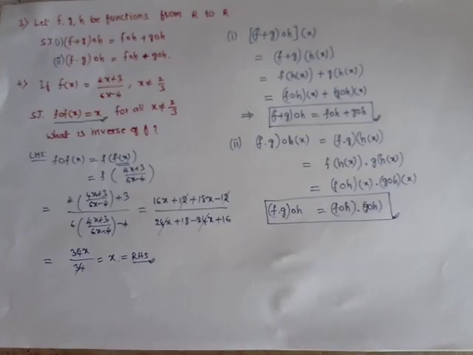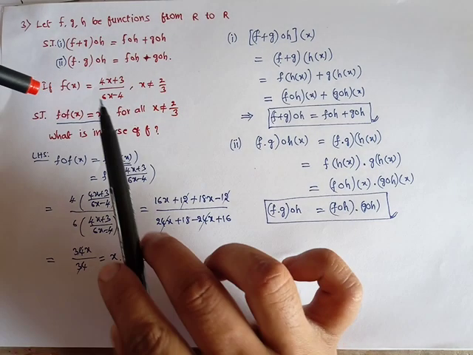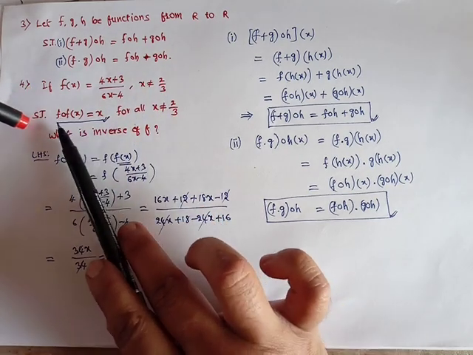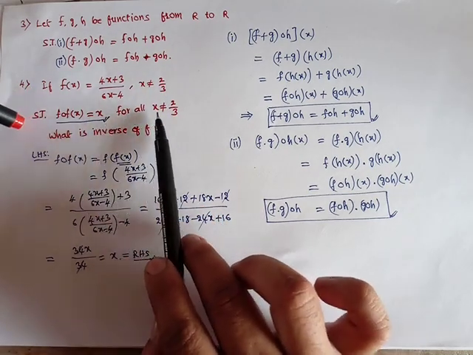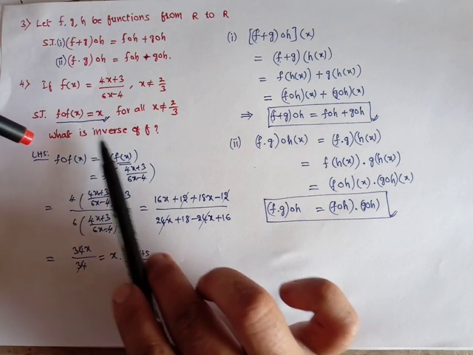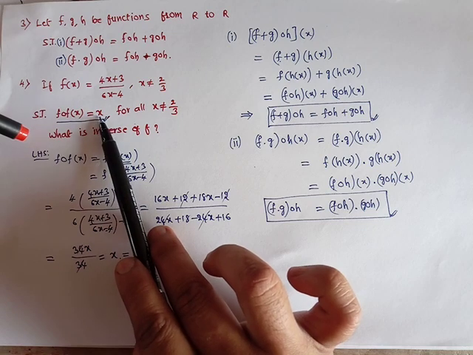Hello everyone. We completed the third question here. So we are coming to the fourth question. If f(x) = (4x+3)/(6x-4), x ≠ 2/3, show that f(f(x)) = x for all x ≠ 2/3. What is the inverse of f? So he's asking to show f(f(x)) = x.